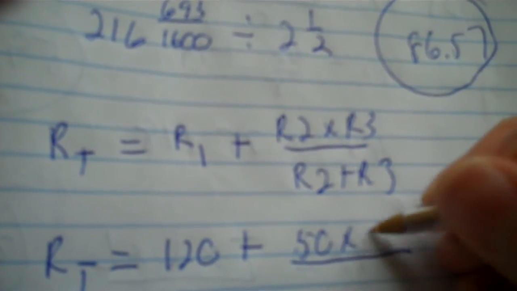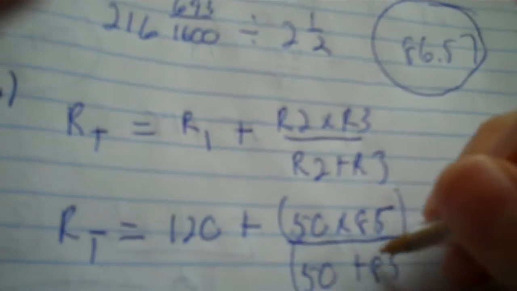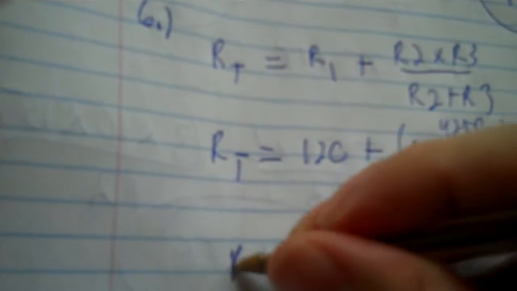Okay, so R1 has a resistance of 120 plus R2, you got 50 times 85. And R2, you got 50 plus 85. Put parentheses there. So first you got to take 50 times 85, 4,250. Then 50 plus 85 is 135. Now we're going to divide those two. Just go 31.48. So RT is equal to 120 plus 31.48. Add those and it's 151.48 ohms.